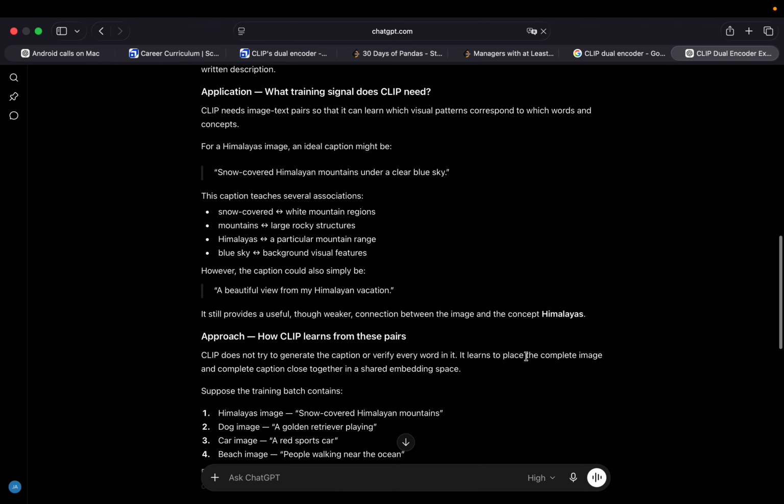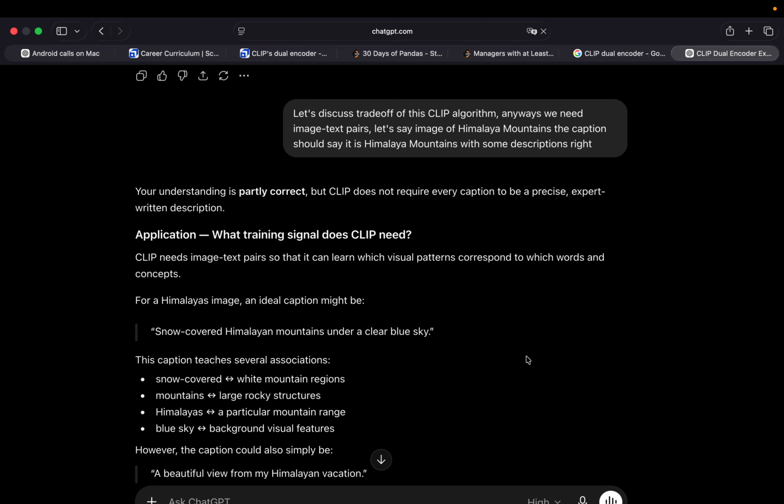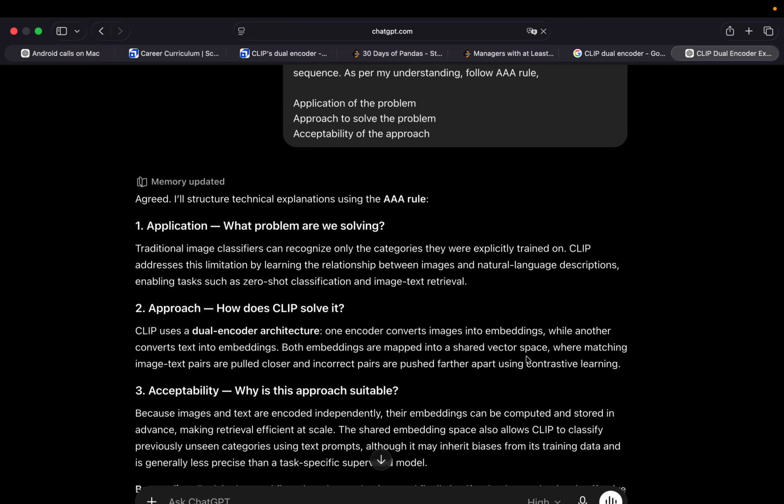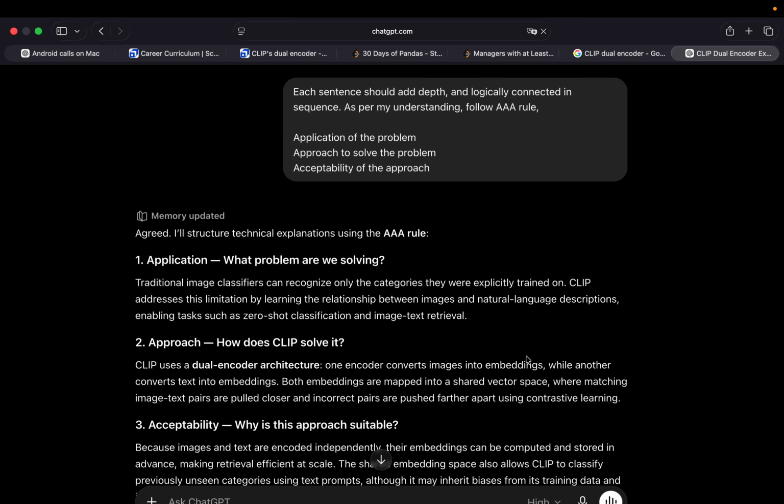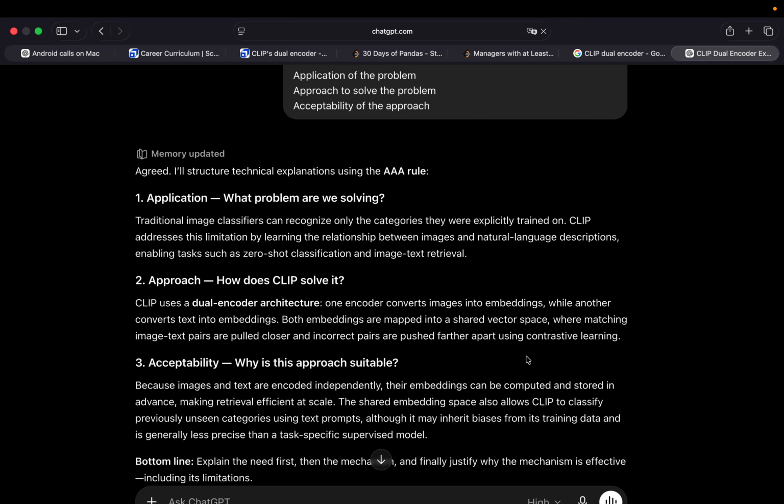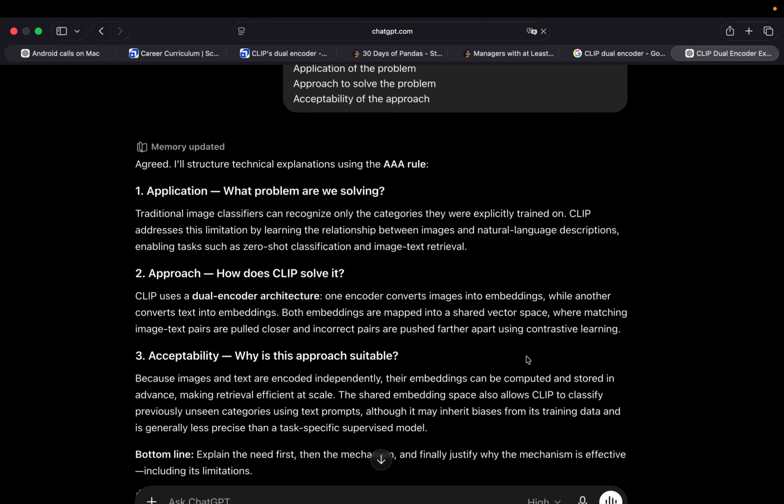So let's discuss the CLIP algorithm. The CLIP algorithm is a dual encoder architecture that is solving a problem which a traditional image classifier cannot solve. That is, suppose we have 100 million images with a specific 100 classes.